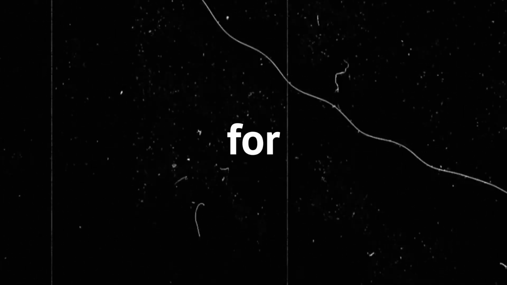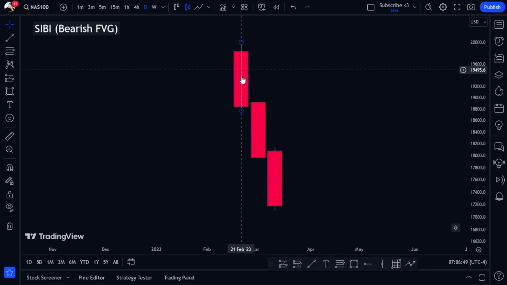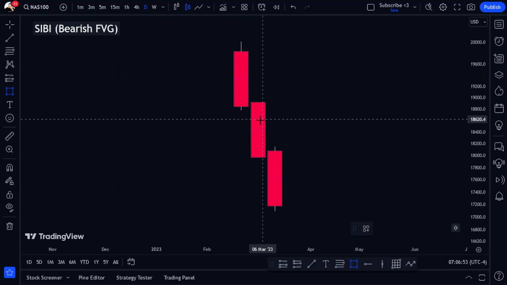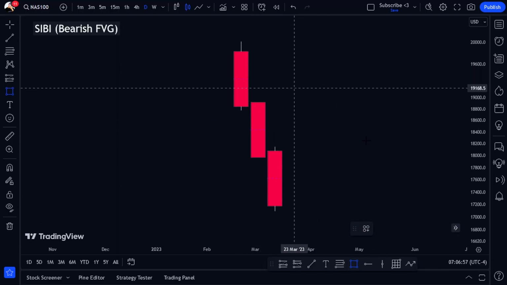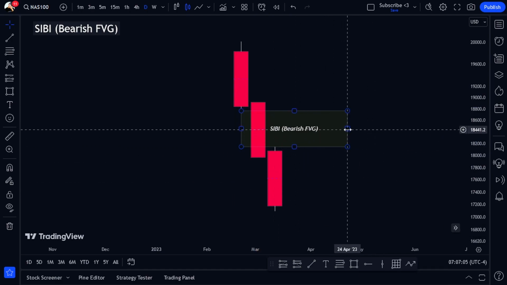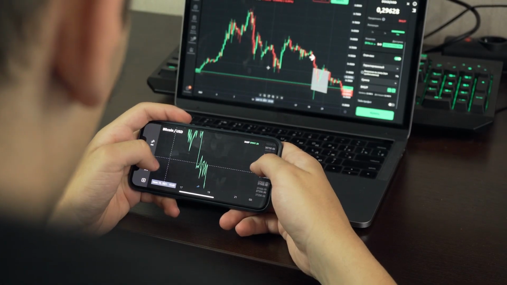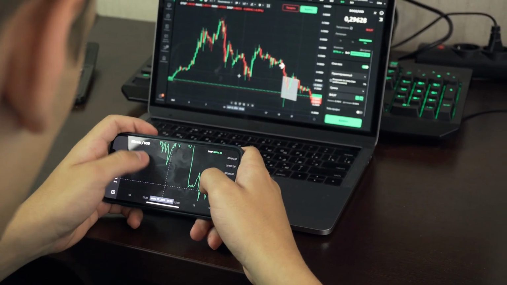Similarly, SIBI stands for sell side imbalance and buy side inefficiency. It occurs when there is a down close candle that creates a fair value gap, indicating that the market is imbalanced on the sell side and inefficient on the buy side. In simple words, SIBI is a bearish fair value gap. Now let's look at some BISI and SIBI examples on the chart.